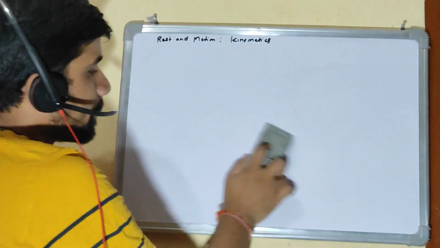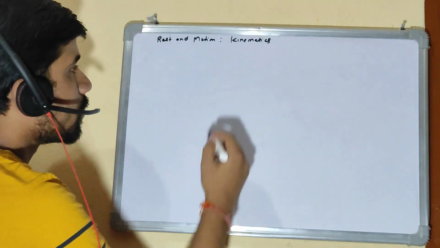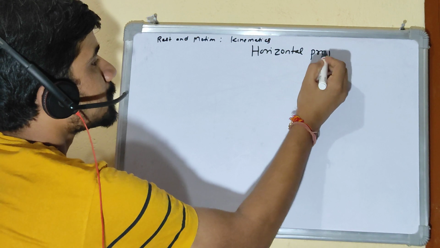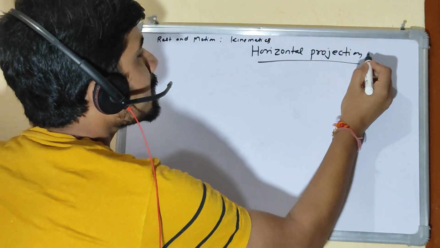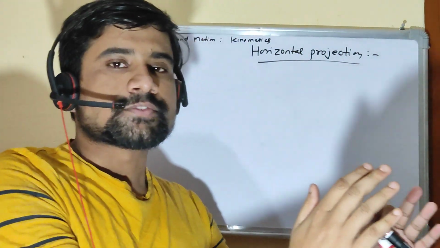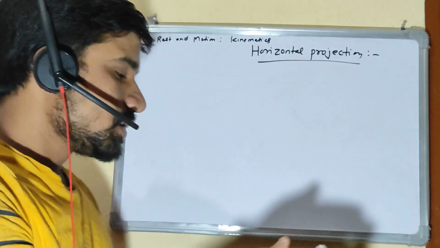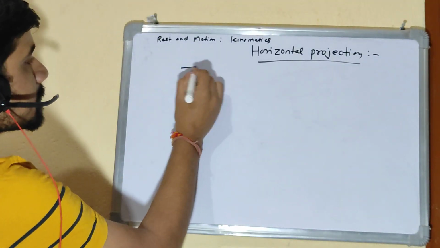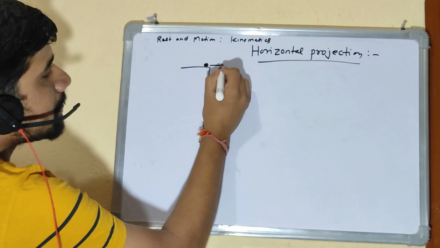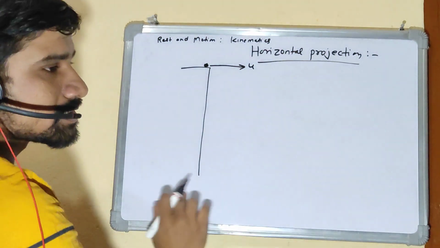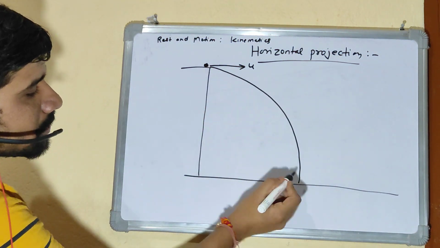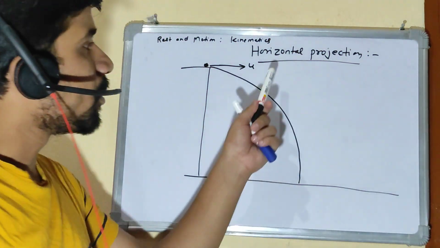So let's discuss one more topic in projectile motion today, which is horizontal projection. As the name suggests, horizontal projection means the projection is parallel to the surface of Earth. So let's say this is some height and some object here is projected with a velocity u which is parallel to the surface of Earth. This is the surface of Earth. It will follow this kind of nature and land somewhere on the ground. So this is a case of horizontal projection.